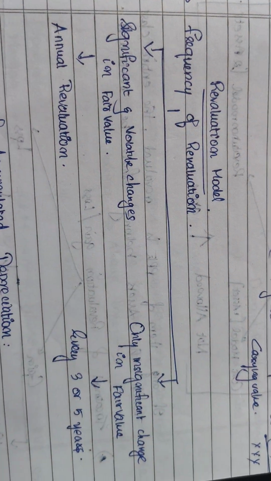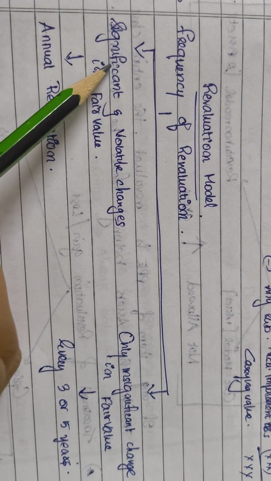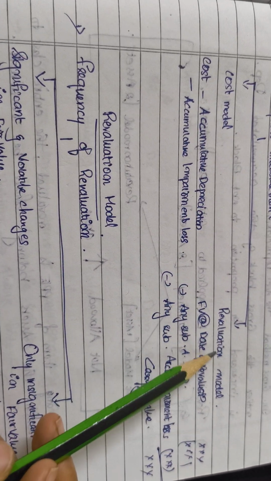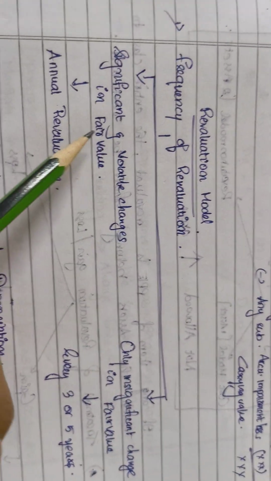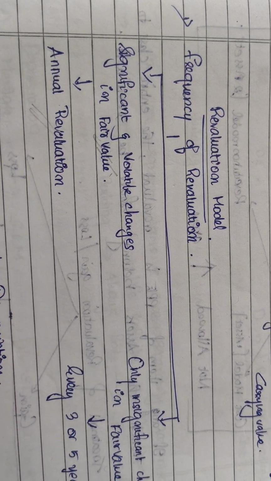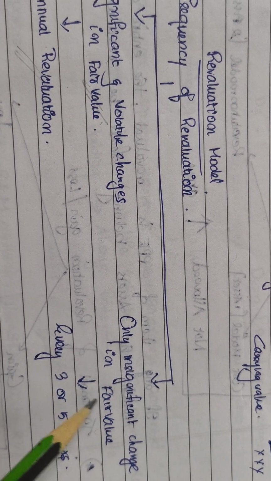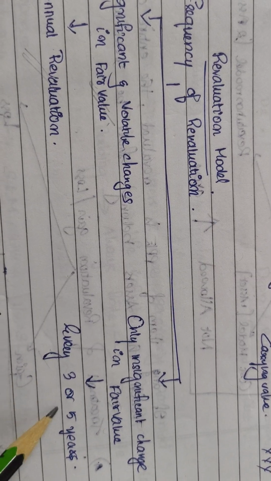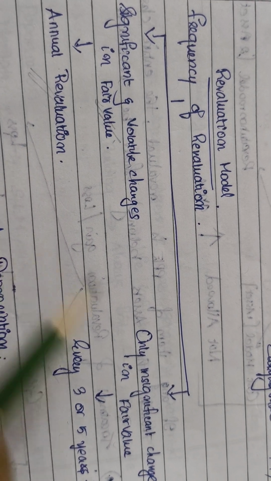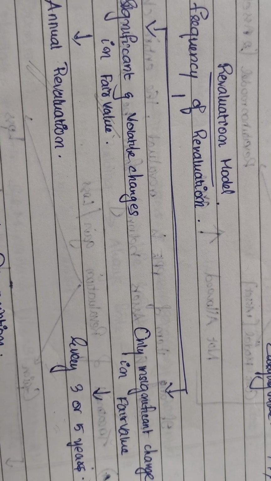So when do we have to revalue the asset? The revaluation model, the frequency of revaluation. If there are significant and volatile changes in the fair value, then annual revaluation has to be done. If there are only insignificant changes in the fair value, then revaluation has to be done every 3 or 5 years. If there are volatile, significant changes, then annual revaluation. If insignificant changes in fair value, then revaluation can be done every 3 or 5 years.